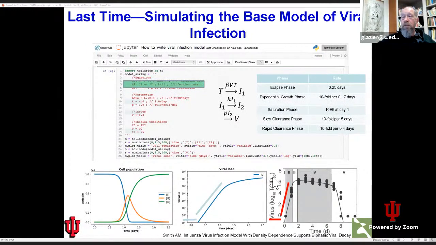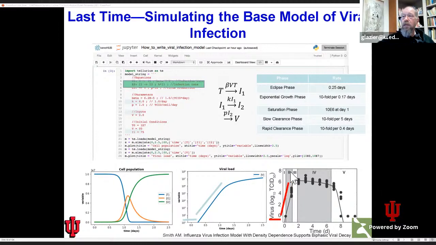And we built a simple simulation of that. We were trying to replicate the first components of the viral load curve, namely the eclipse phase, which I've got here in red, and the exponential growth phase, so phases 1 and 2, and then maybe beginning to think about the saturation in 3.